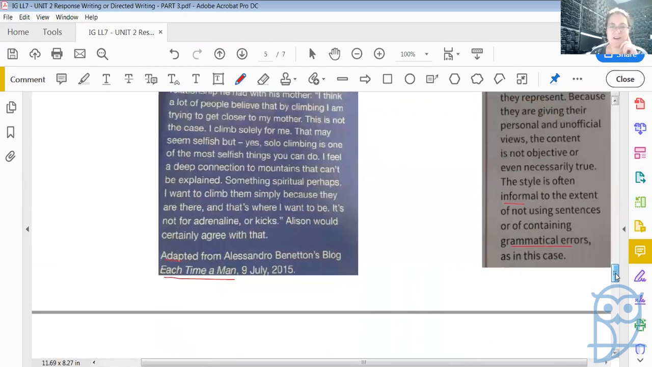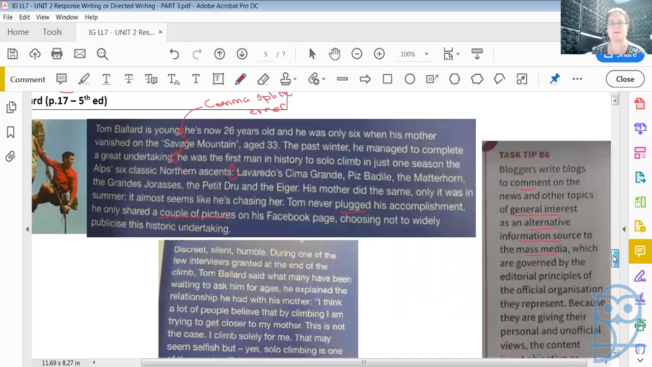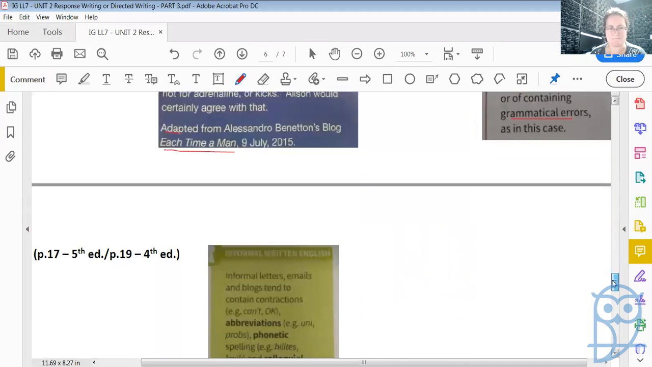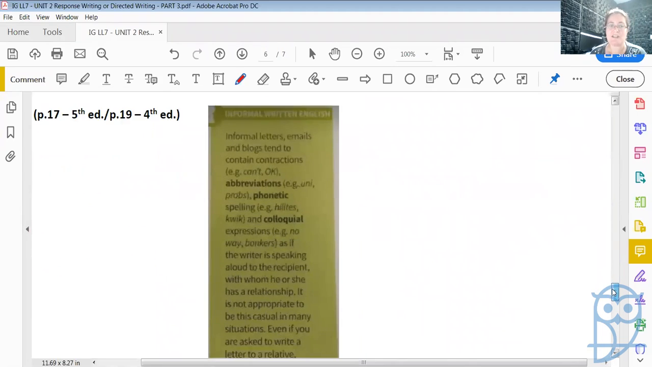I don't know if it's the greatest example of a blog, really, because it's adapted from somebody's blog, and we don't actually really get to see who Alessandra is in this. The focus is all on Alison's son, Tom Ballard. So I don't know, I just feel like they could have given a better example of a blog. That's just my opinion. Then on page 17 of the 5th edition, and page 19 of the 4th edition, there is a key point about informal written English, which is quite nice to look at.